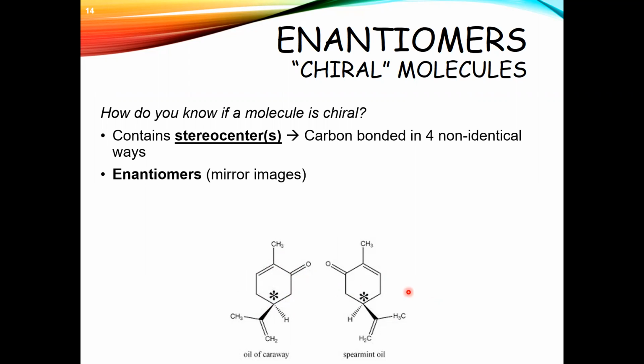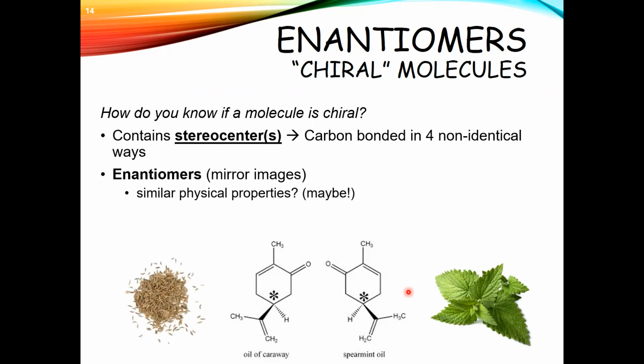Enantiomers are actually very important in life. So sometimes they have very similar physical properties, but often they have very different physical properties. So for example, these two molecules are both oils. The one on the left, though, is the oil found in caraway seeds. It's kind of a, not necessarily a bitter, but kind of a bland tasting oil. Whereas the molecule on the right is spearmint oil, also found in spearmint gum. It's very minty, has a very different taste and effect from caraway. So these have very different physical properties.